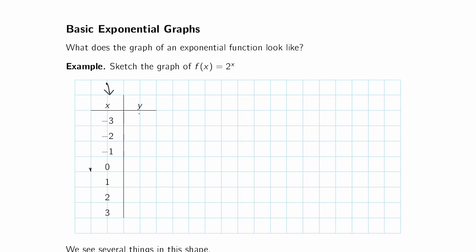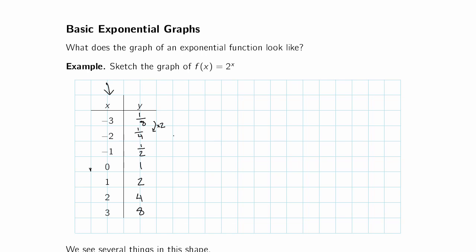So 2 to the -3 is 1/8. 2 to the -2 is 1/4. 2 to the -1 is 1/2. 2 to the 0 is 1. 2 to the 1 is 2. 2 to the 2 is 4. And 2 to the 3 is 8. And I notice that every time I go down a row in this table, I'm multiplying by 2, which is exactly what I would expect because I'm taking 2 to a power. So every time the power goes up by 1, I'm going to multiply by 2.